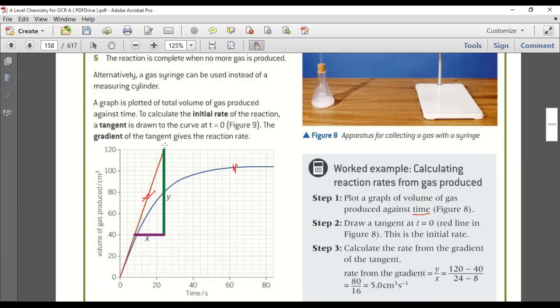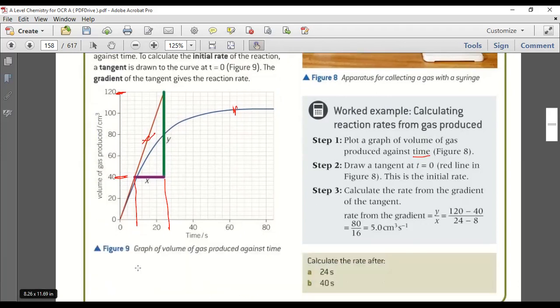For the y-axis, it is 120 and 40. So 120 minus 40. And for the x-axis, it is this and this, that is 24 minus around 8. So 120 minus 40 divided by 24 minus 8, you will get 5 centimeters per second. This is going to be the rate of reaction.